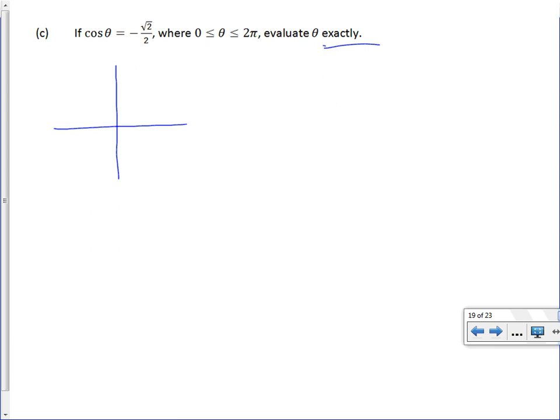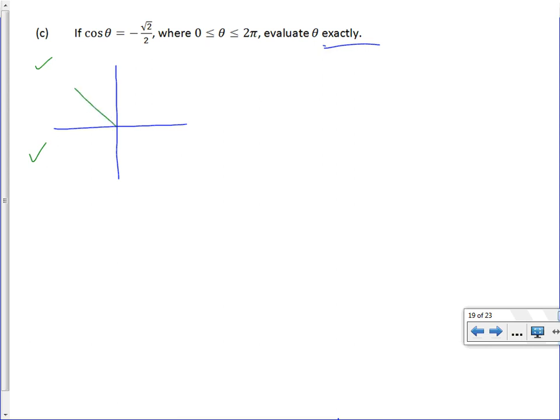2 and 3. So I know I'm dealing with quadrants 2 and 3. Now, here's the key. It's all about recognizing which of my special angles root 2 over 2 corresponds to. The root 2 over 2 showed up: 45. Okay, 45, but now 45 has been transformed into pi over 4.